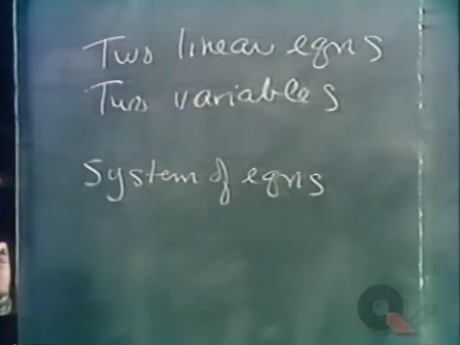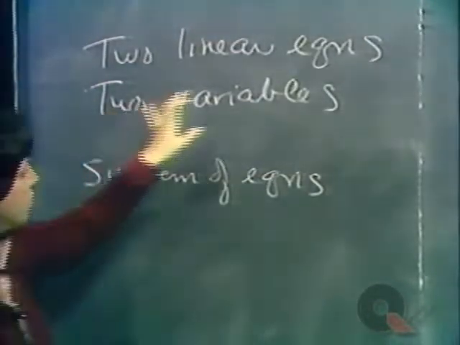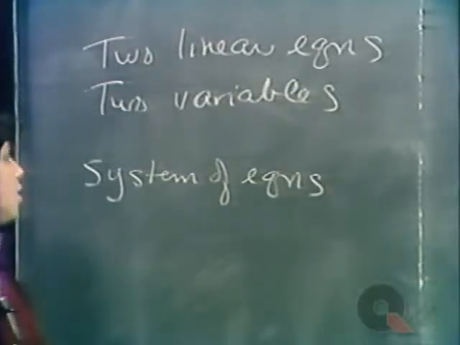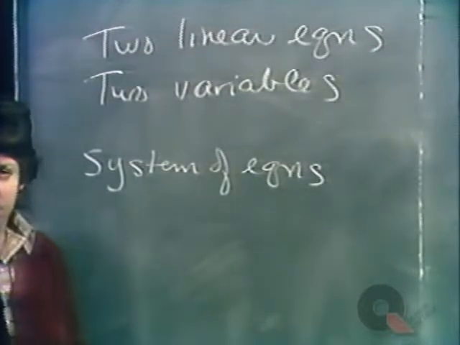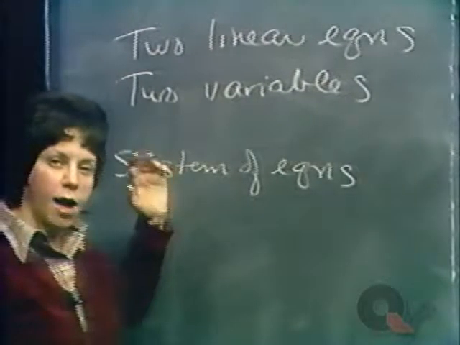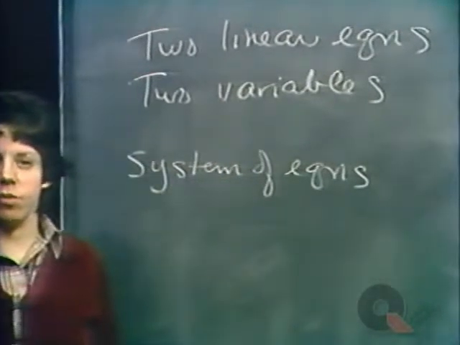Now, when I say solve a system of equations, let's say the two variables in the problem are x and y. When I solve a system of equations, I'm interested in finding all ordered pairs x comma y that satisfy both equations in the system.